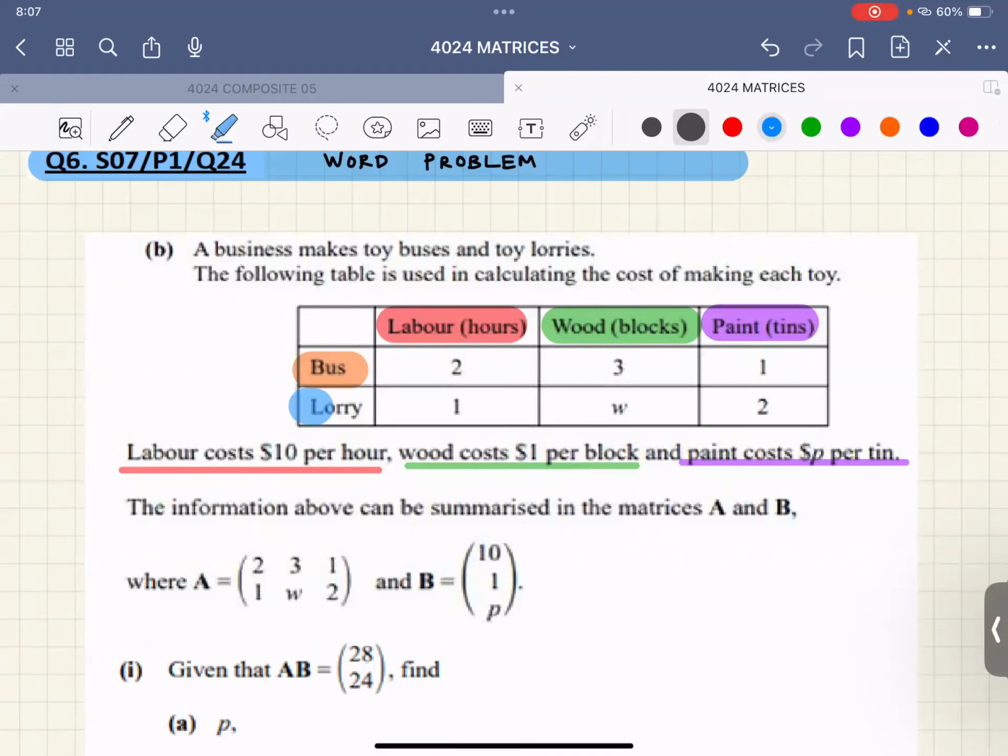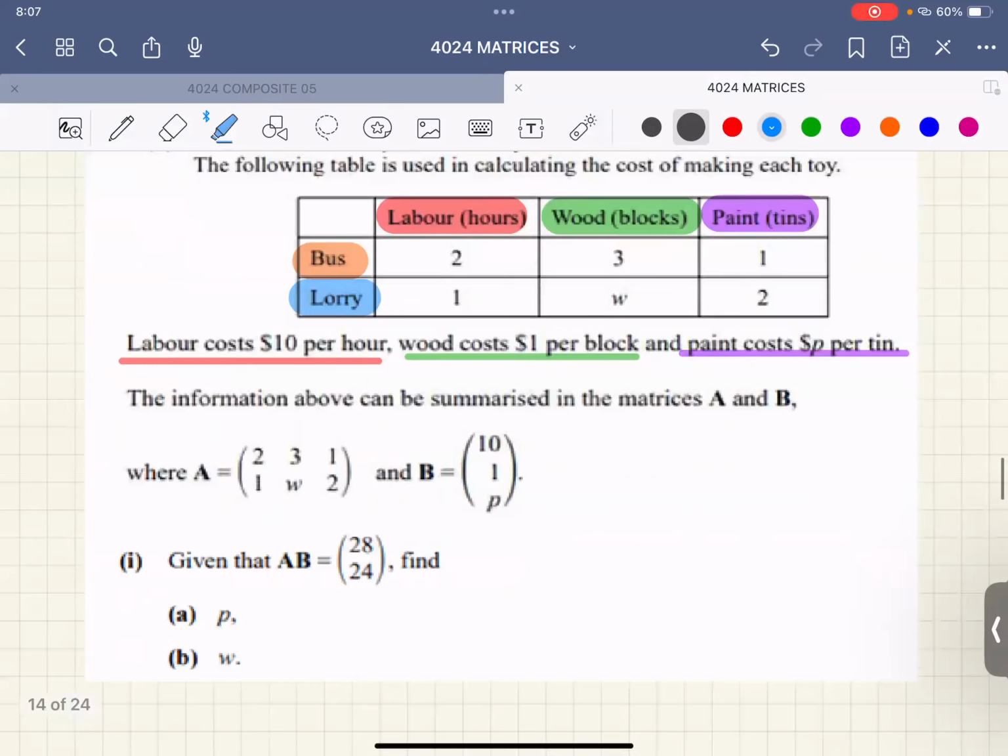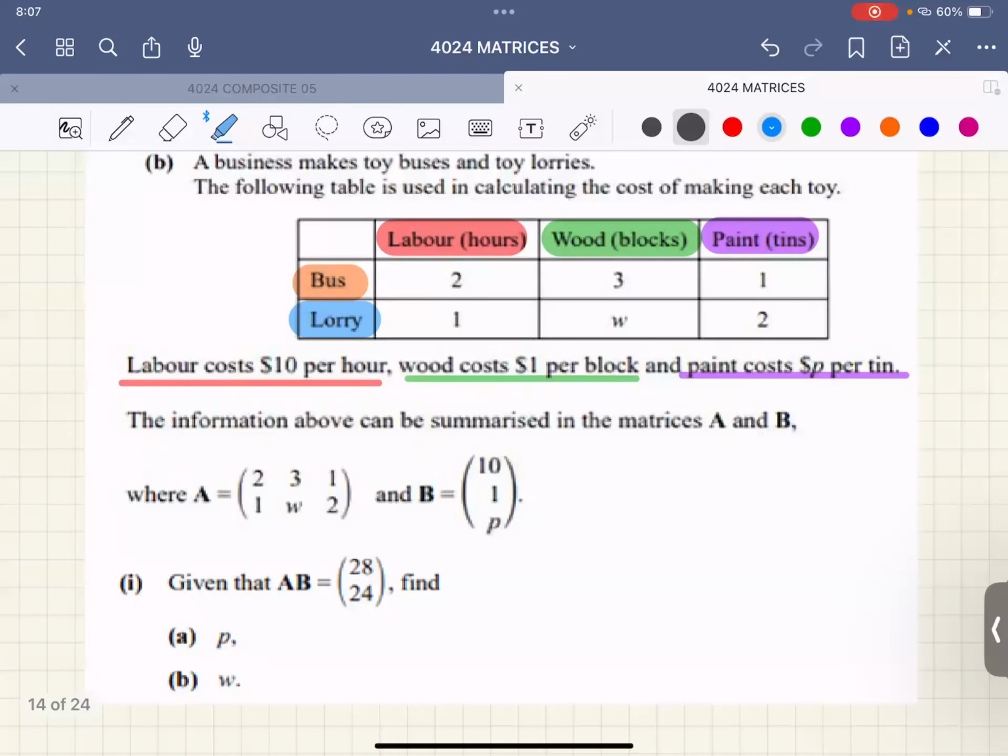Okay. So now this is the data that you can see. Now, what do we see over here? This is the number of labor hours used in making a bus, that is 2 hours. For wood, I'll be needing 3 blocks. In making a bus, I'll need 1 tin of paint. For a lorry, I'll be using 1 hour of my time. I'll be using this many blocks, that is W. I'll be using 2 tins of paint. That is how this will be read.